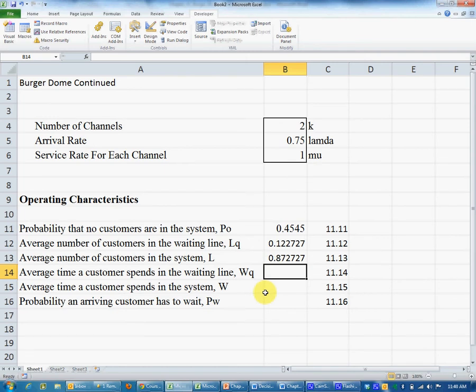The average time a customer spends waiting in line equals B12 divided by B5. So the average time you spend waiting in line is 0.16 minutes. If I said how many seconds is that, what would you do? Divided by 60. 0.16, you'd multiply it by 60, and I'd give you your seconds. It's a good try, though.